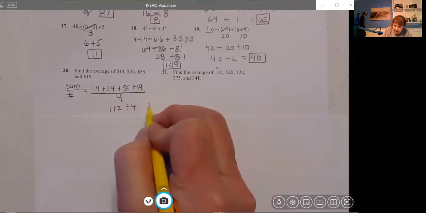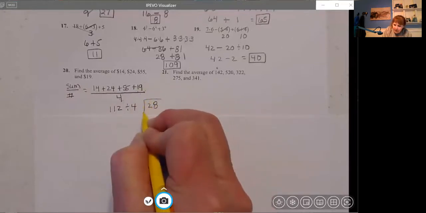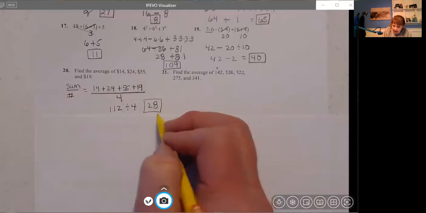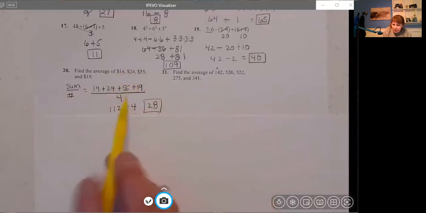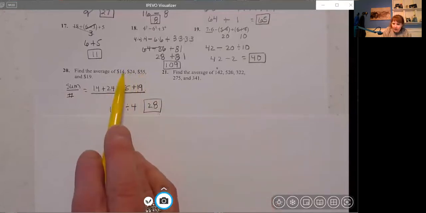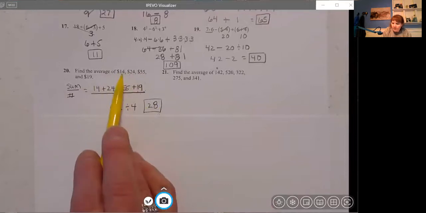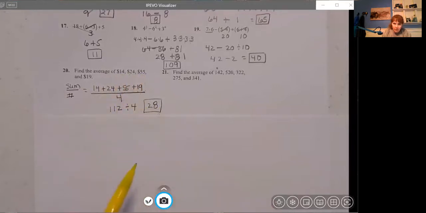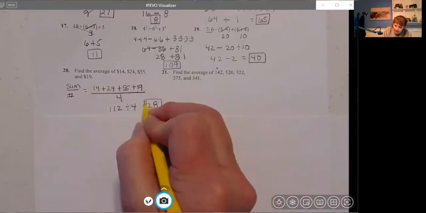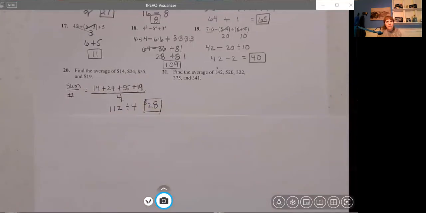get 28. And again, make sure that your answer makes sense, because if you're finding an average, the average will always be between the high and the low. And if it's not, then you've done something wrong. So you can always check, does my answer make sense? I guess it'd be $28 since those are in dollars. But you add them up and divide by how many you've got. That's how you find the average.